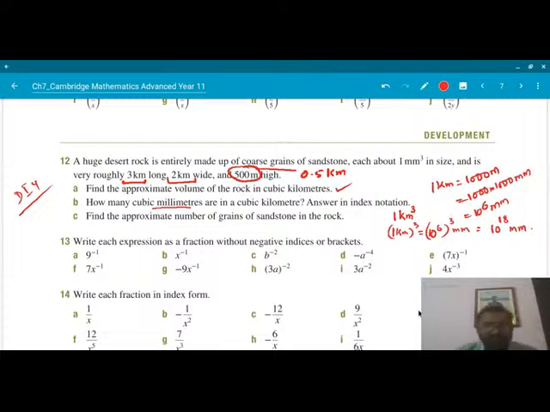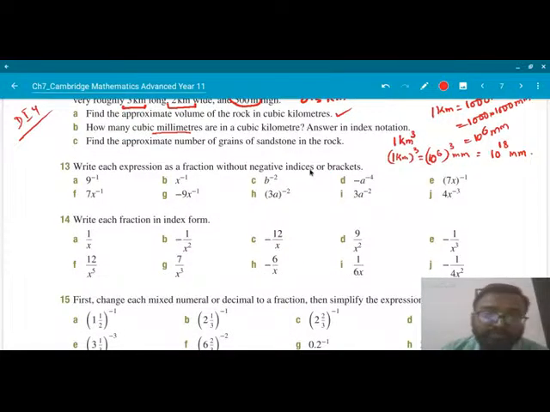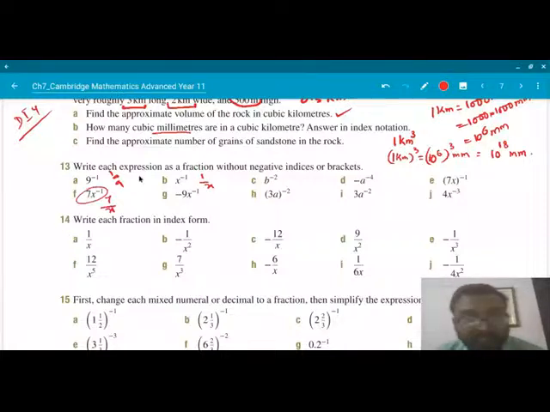Okay. Now, write each expression as a fraction without negative index. It is 1 by 9, it is 1 by x. It is 7 by x, not 1 by 7x. Please remember it. It is 7 by x. It is minus 9 by x. Now here, 1 upon 7x, if it's a whole power minus 1, means 1 upon 7x.